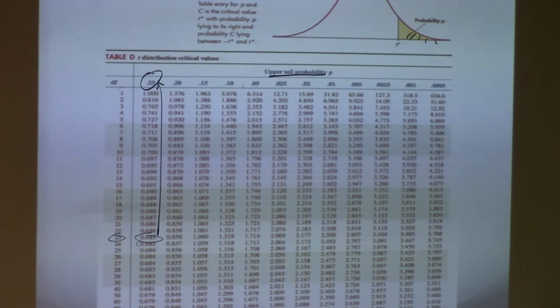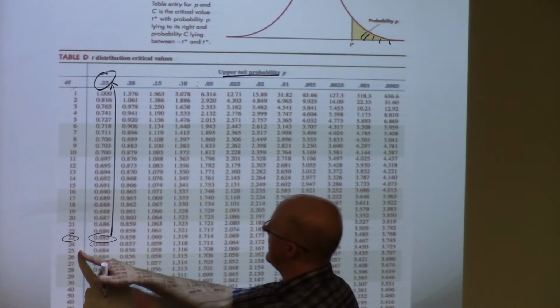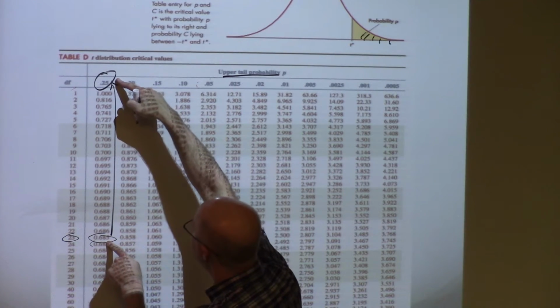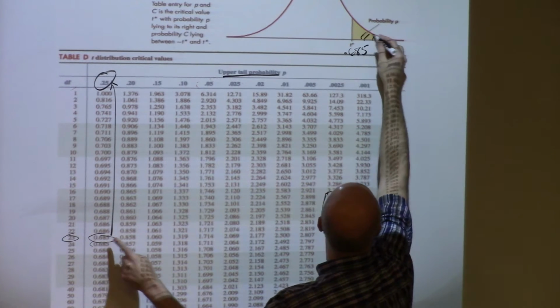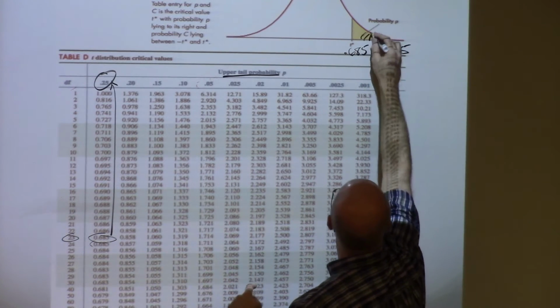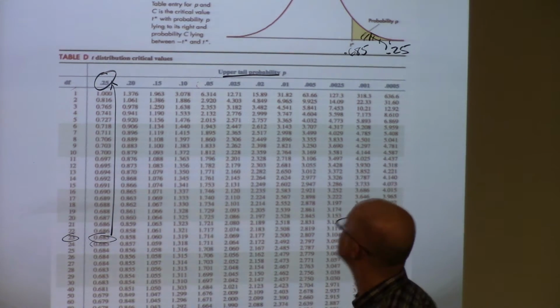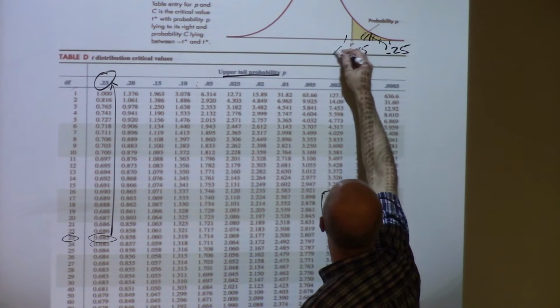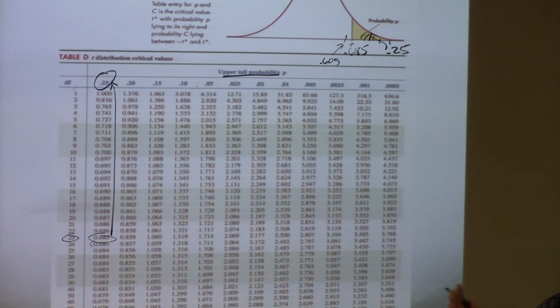I'll say that again, listen carefully. With 23 degrees of freedom, what this number and this number are combining to say is the area to the right of 0.685 is 0.25, the one-tailed upper area. Since your number, 0.605, is smaller than 0.685, the area to the right of 0.605 is bigger than 25%, bigger than 0.25.